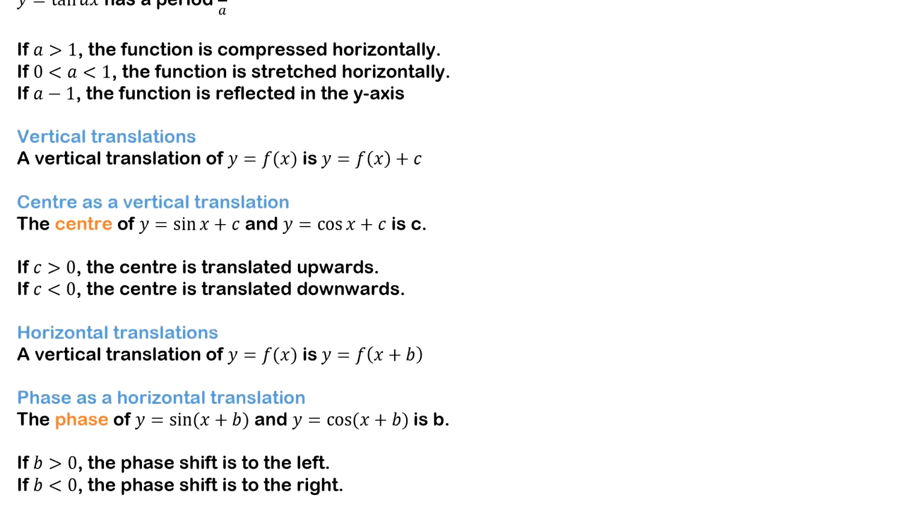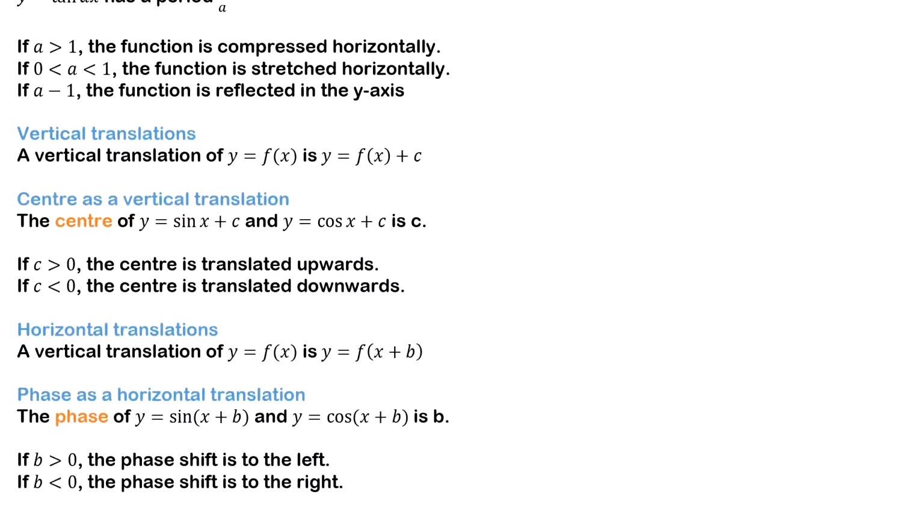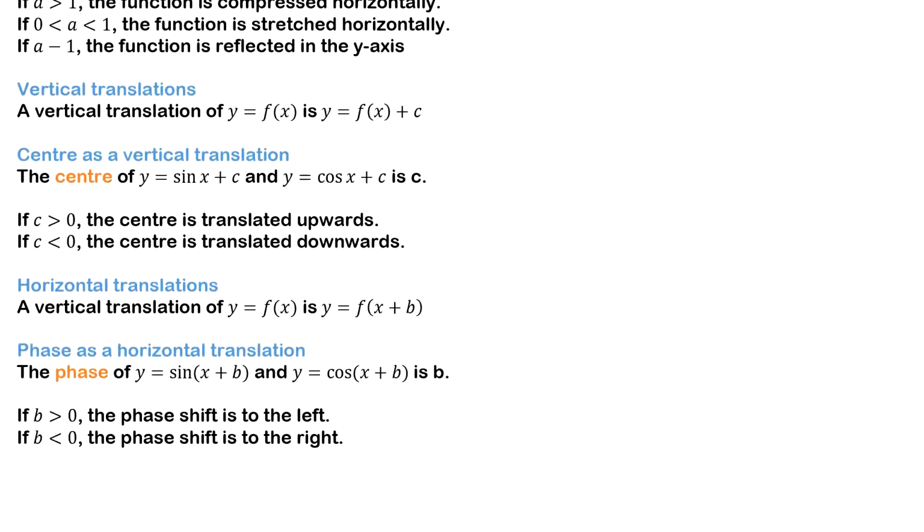We also have vertical translations. Remember, this is your c constant, and it dictates the center of a trigonometric function. If c is greater than 0, the center has been translated upwards. If c is less than 0, the center has been translated downwards.